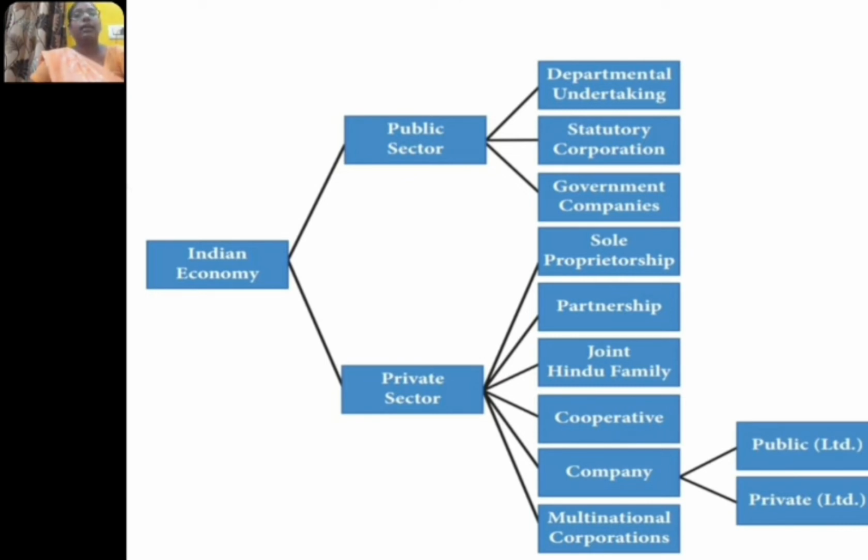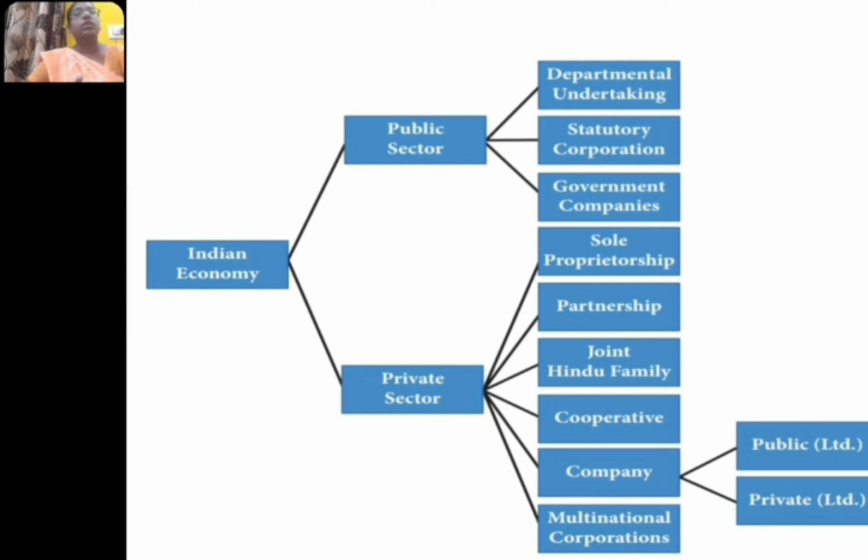The Indian economy has public sectors and private sectors. In public sectors, there are departmental undertakings like Indian Railways, Post and Telegraphs, statutory corporations like Food Corporation of India, National Human Rights Commission, etc., and government companies like Hindustan Steel Limited.